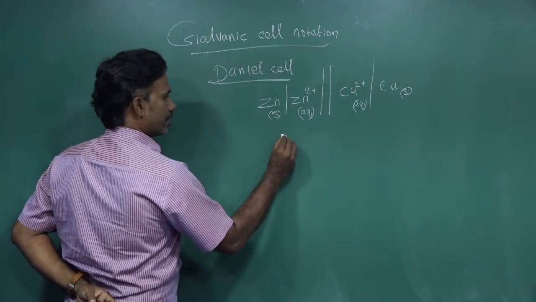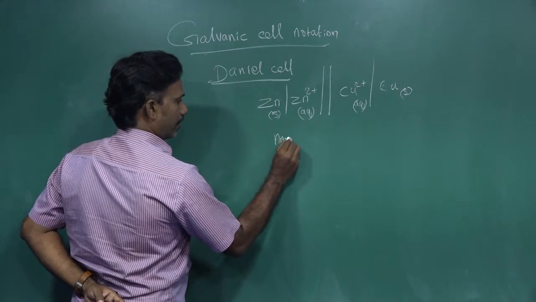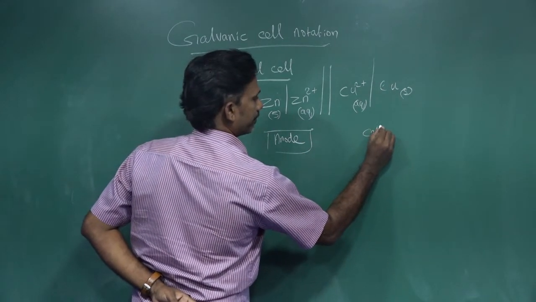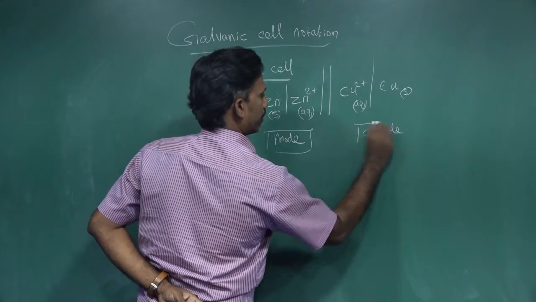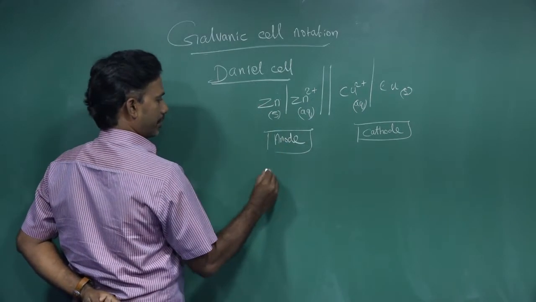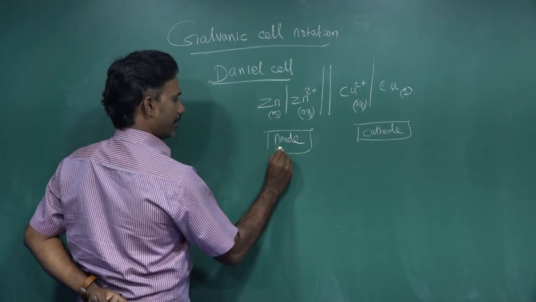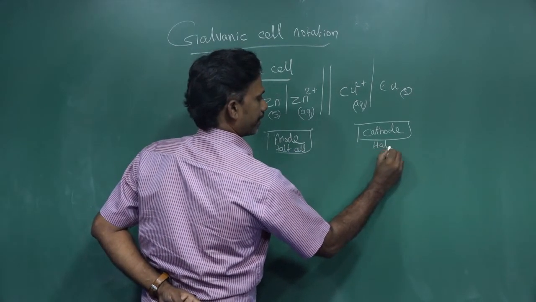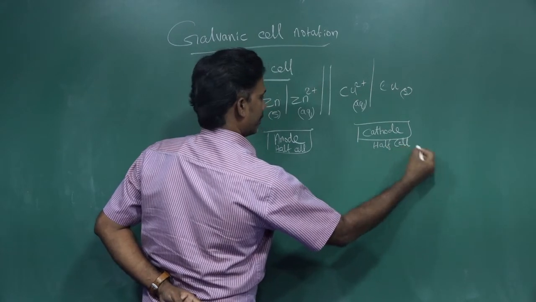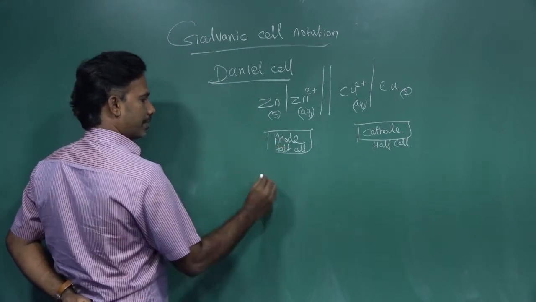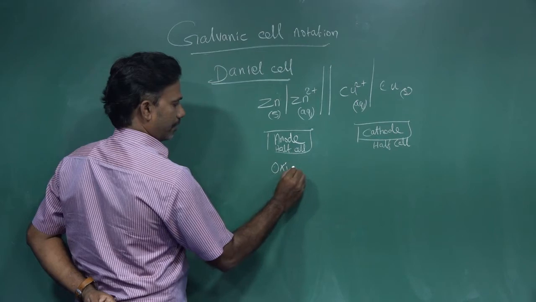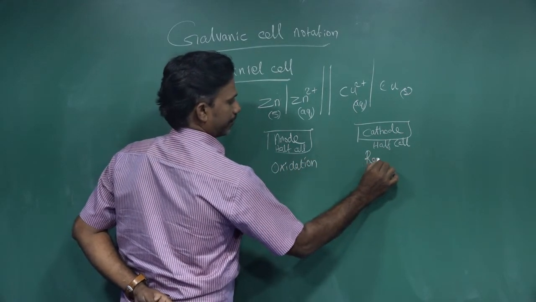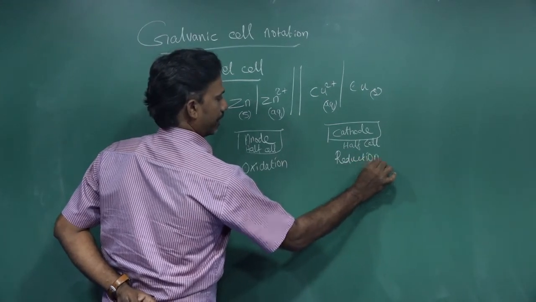First of all, this is called the anode region. This is the cathode region. In the electrochemical cell, the anode region and the cathode region. Here is the anode of the cell, and here the cathode of the cell. This is the oxidation compartment. In the anode, oxidation is always happening. Here reduction will happen.